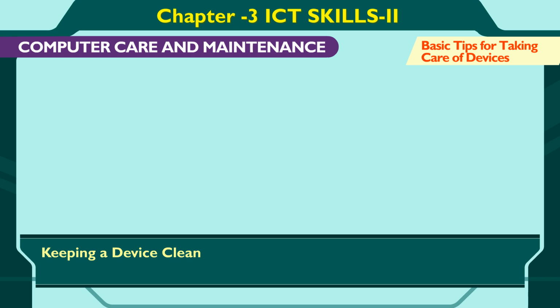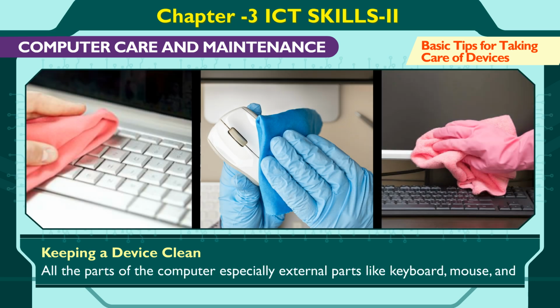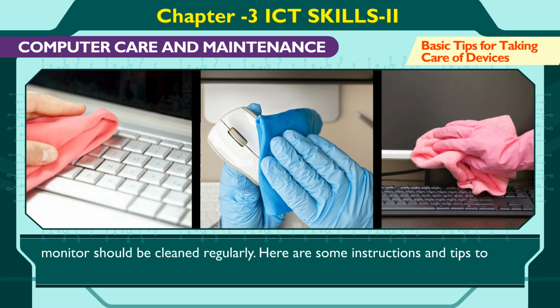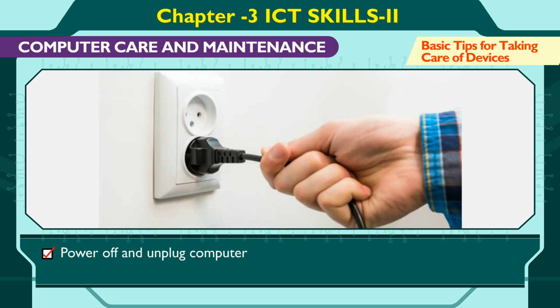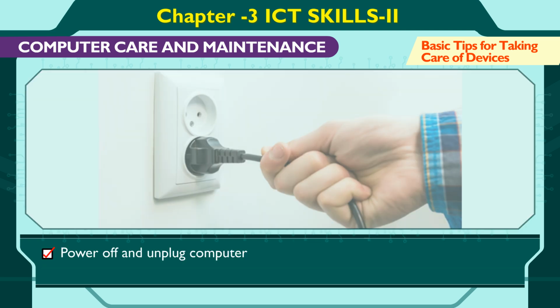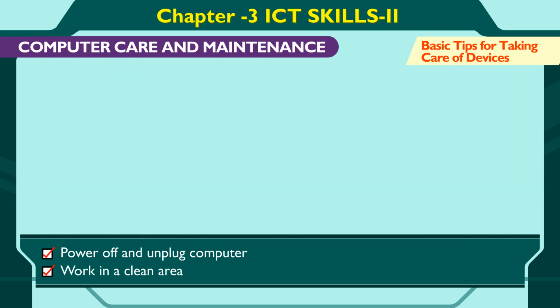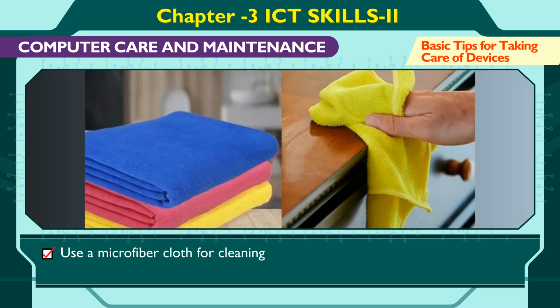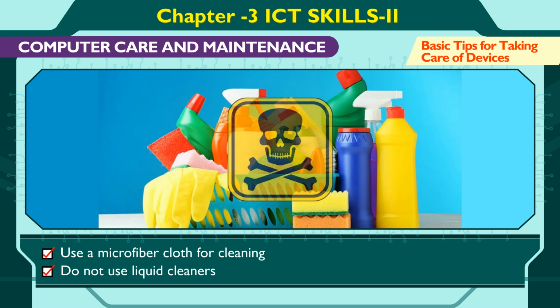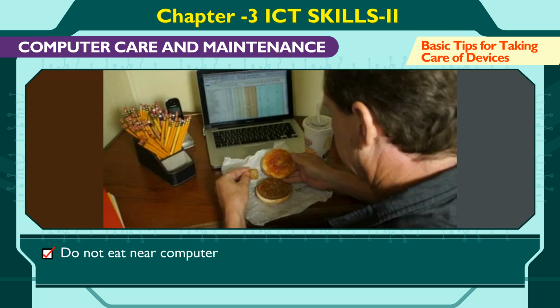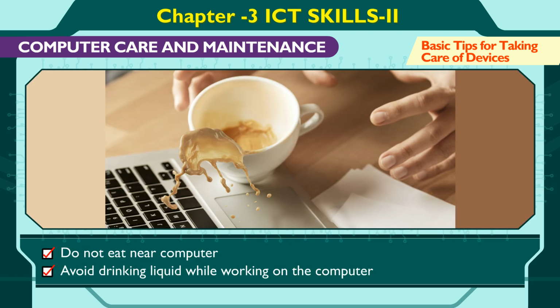Keeping a device clean. All the parts of the computer, especially external parts like the keyboard, mouse, and monitor, should be cleaned regularly. Here are some instructions and tips to follow while cleaning various hardware components. Power off and unplug the computer. Work in a clean area. Use a microfiber cloth for cleaning. Do not use liquid cleaners. Do not eat near the computer. Avoid drinking liquid while working on the computer.